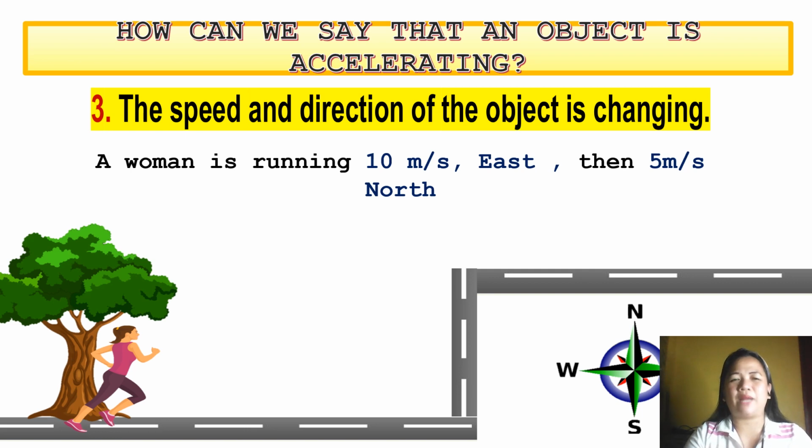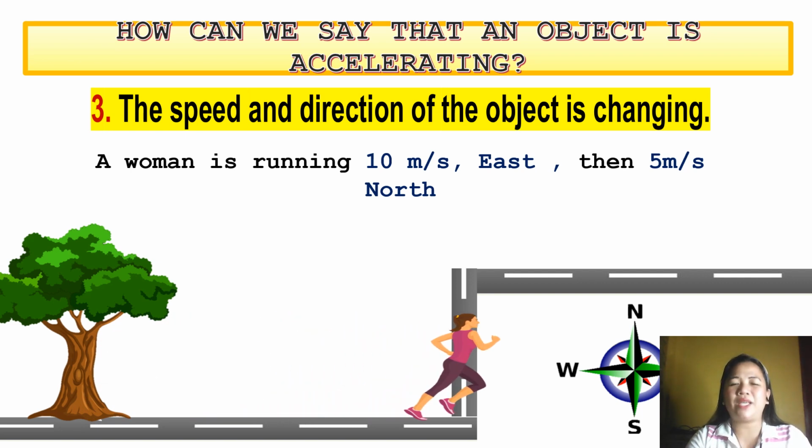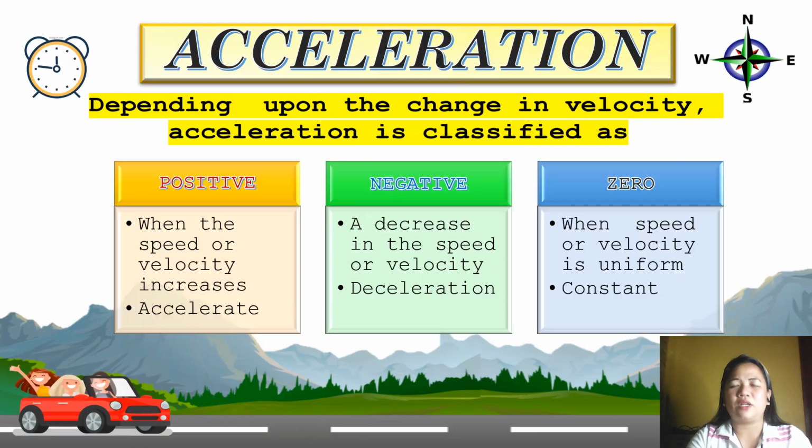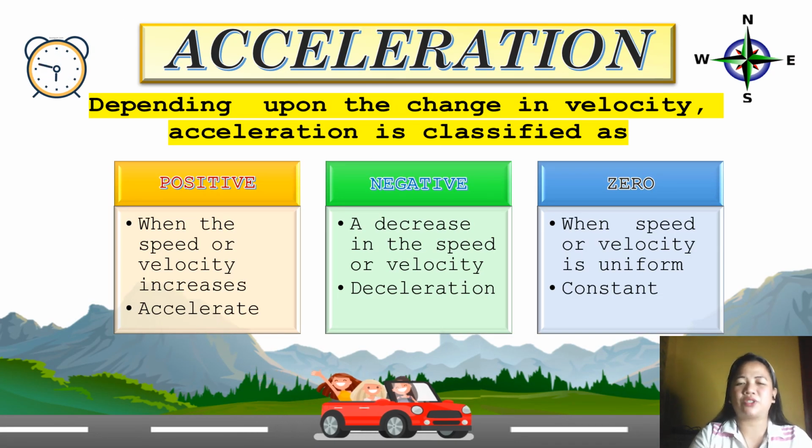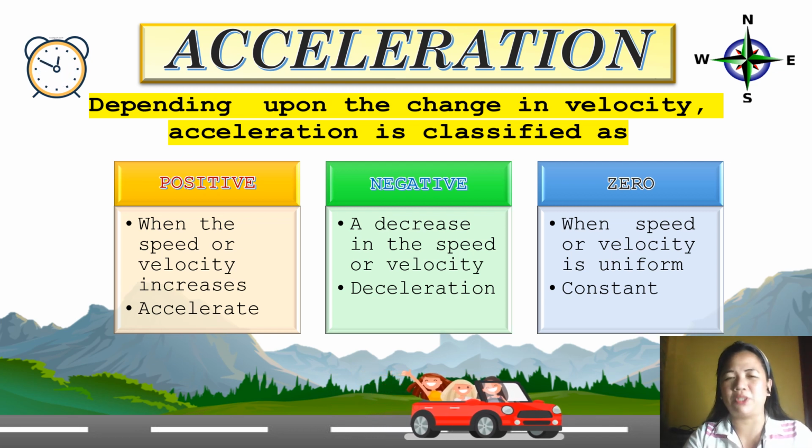Ito lang sabi natin. So, for example, yung runner na to, nag-travel siya going to east 10 meter per second. Because nagbago yung direction, na double tap. Okay, so again, to sum it up, we can say that an object is in acceleration if it depends on the change in velocity. Okay, kapag nagbago nga ng velocity, it's something to do with the acceleration.